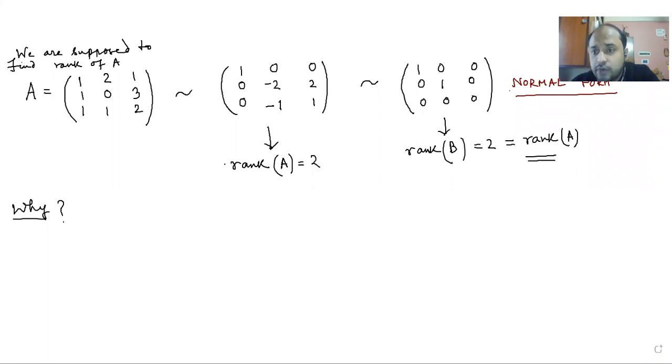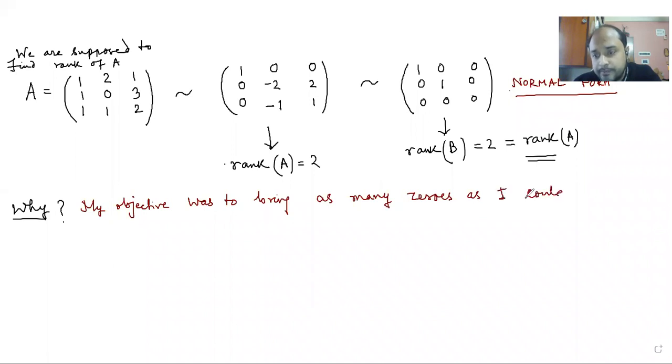And after this normal form, what is my objective actually? My objective was to bring as many zeros as I could. If you can bring as many zeros as you can, that would be eye soothing, and you can very easily count the number of independent columns. So that's why I did this.